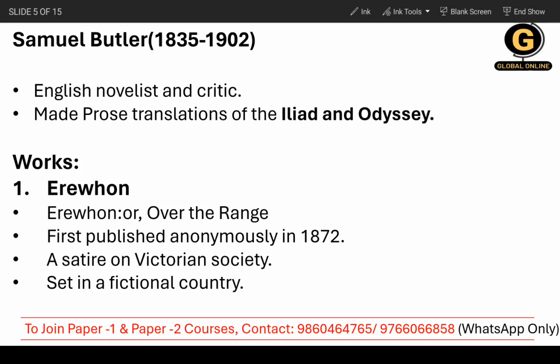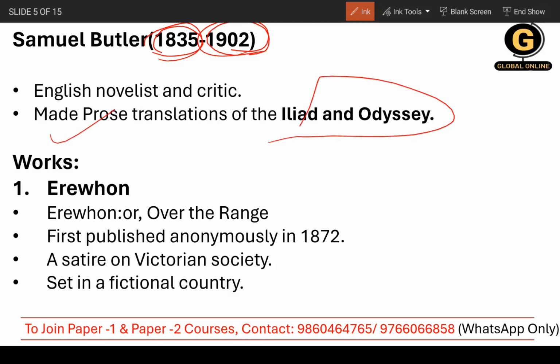So, first things first, Samuel Butler was born in 1835 and died in 1902. He was also considered a critic because he contributed in that category. He was a novelist because he wrote a lot of novels. One more thing you need to know is that he translated the Iliad and the Odyssey, making prose translations. That is important for you to remember.